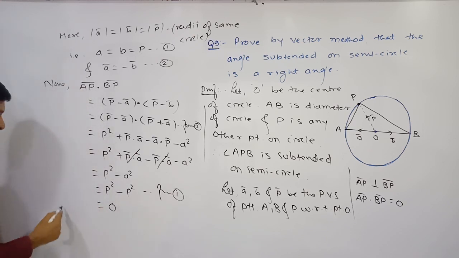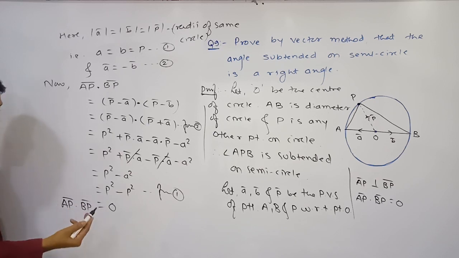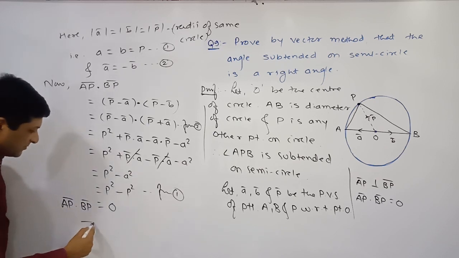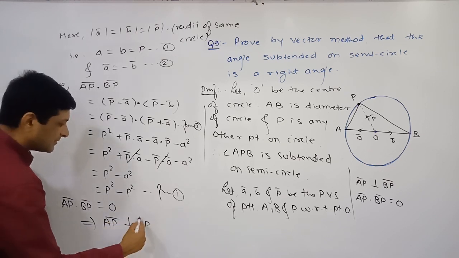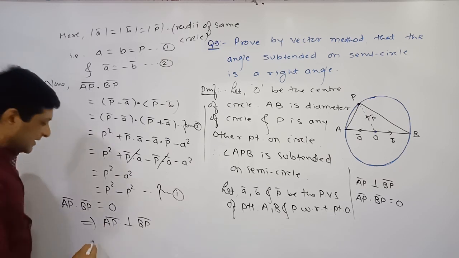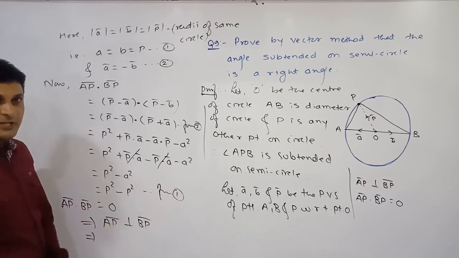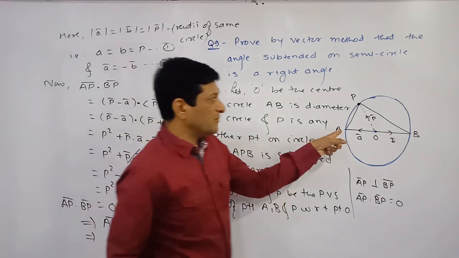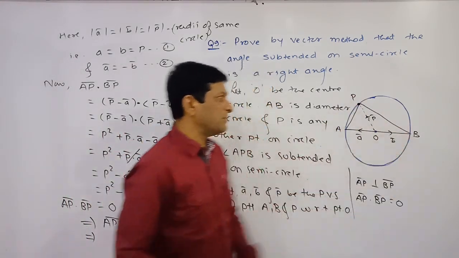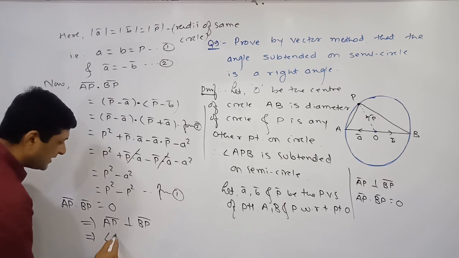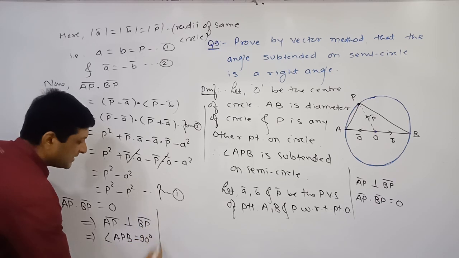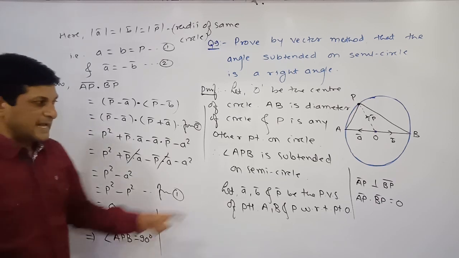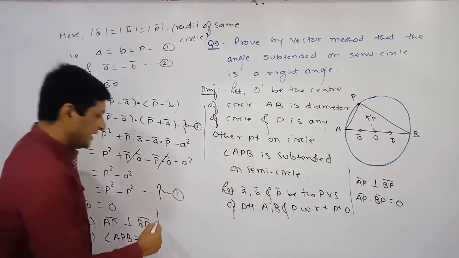So what result have we got here? The dot product of AP bar and BP bar is equal to 0. If the dot product of two vectors is 0, it implies that AP bar is perpendicular to BP bar. And if two vectors are perpendicular, then the angle between them is 90 degrees. But which is the angle between AP bar and BP bar? Angle APB. Therefore angle APB is equal to 90 degrees, and that is the result which we have to prove. This is nothing but the angle subtended in a semicircle.